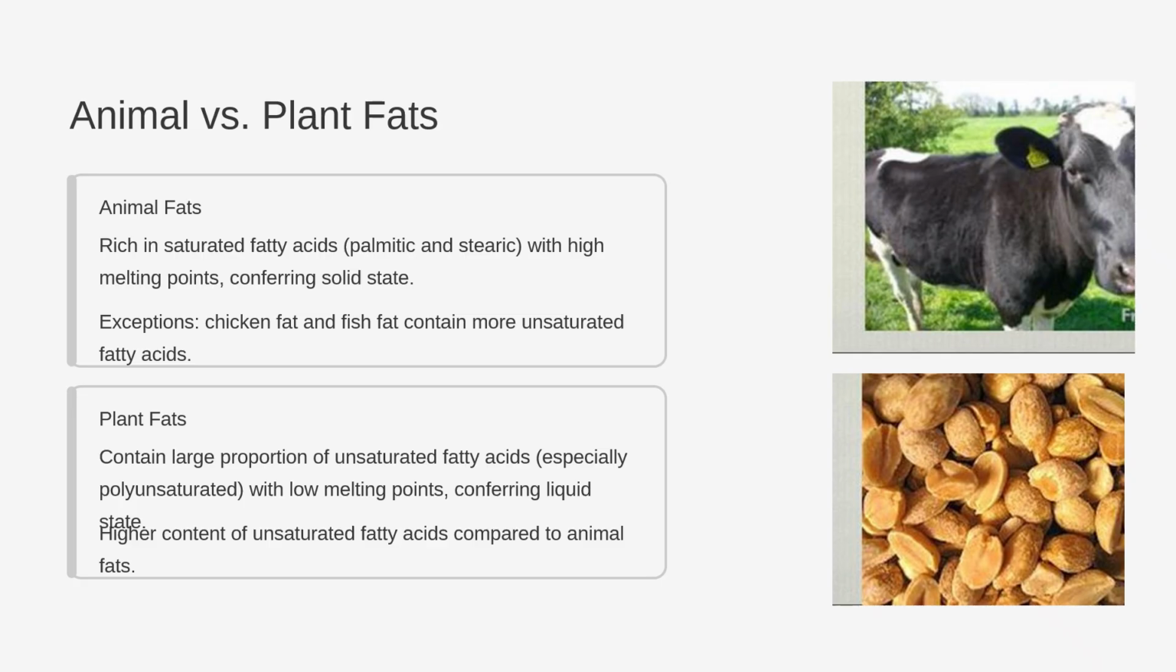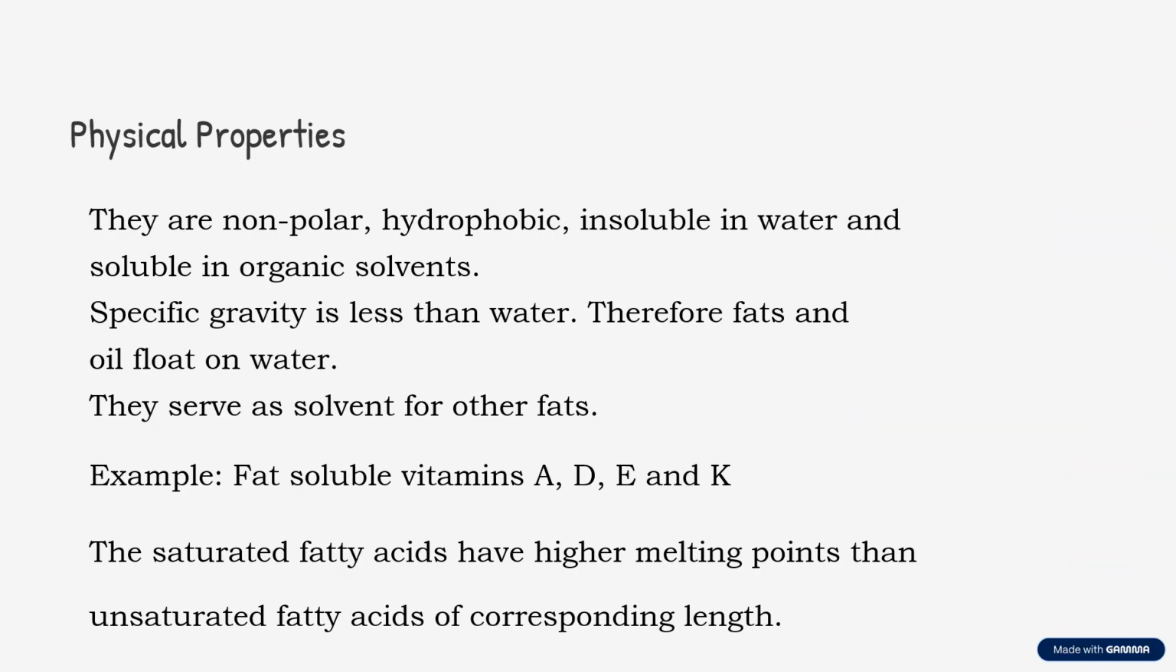Whereas plant fats contain a higher proportion of unsaturated fatty acids, especially polyunsaturated fatty acids, with low melting points conferring their liquid state. They have a higher content of unsaturated fatty acids compared to animal fats.